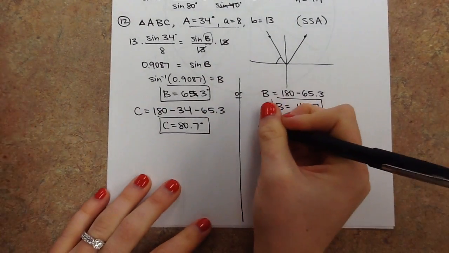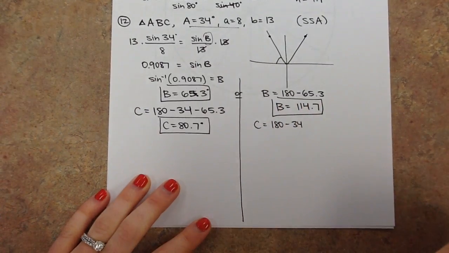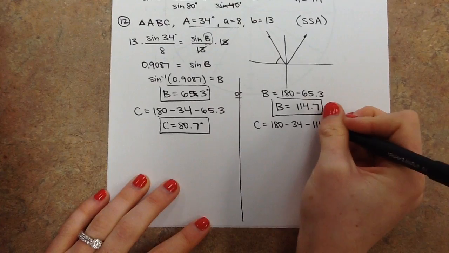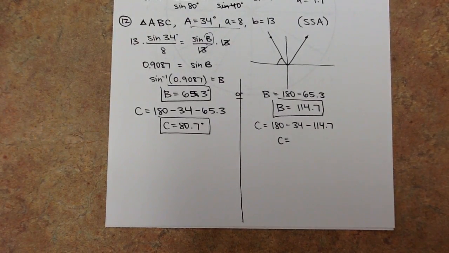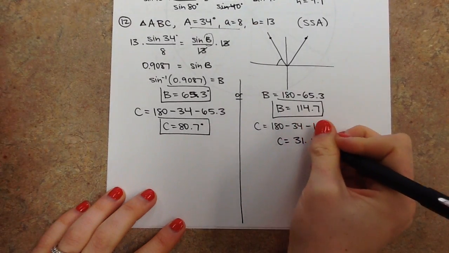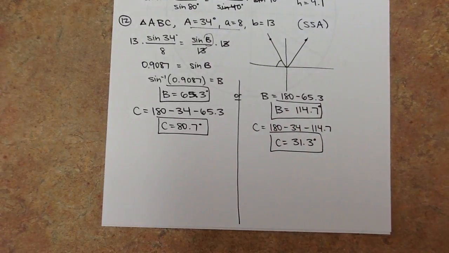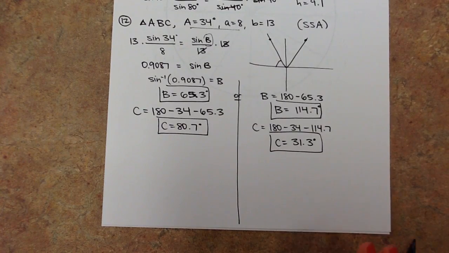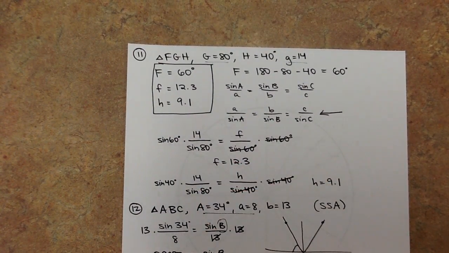Let's do the same thing over here. We know this angle C will be 180 minus angle A. Angle A is the same for both of them. And then minus this angle B. And we're left with 31.3 degrees. Same thing up here. Okay, so the last thing we're missing for both of these triangles is little c, and that's our side length. We're going to do the same thing that we did up here when we found side lengths using the law of sines.